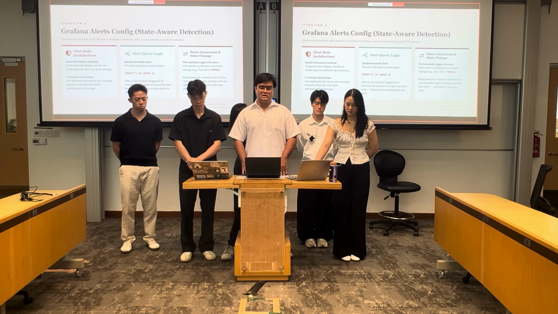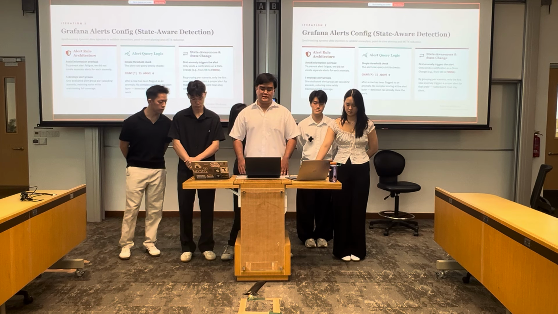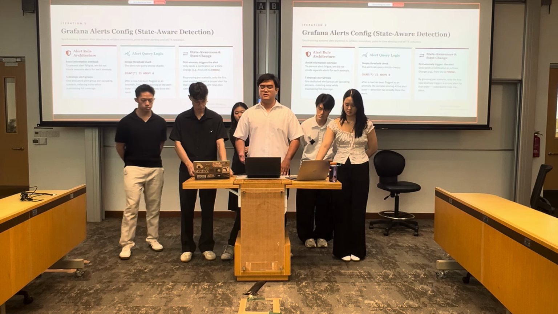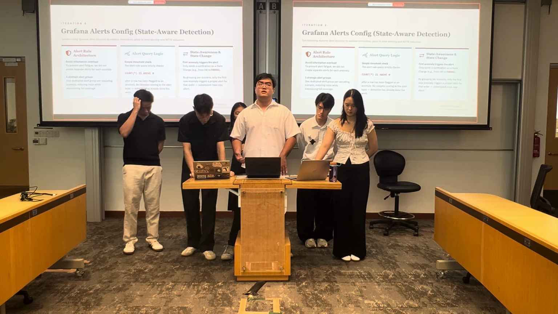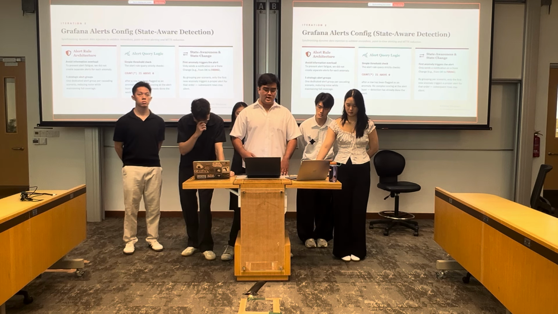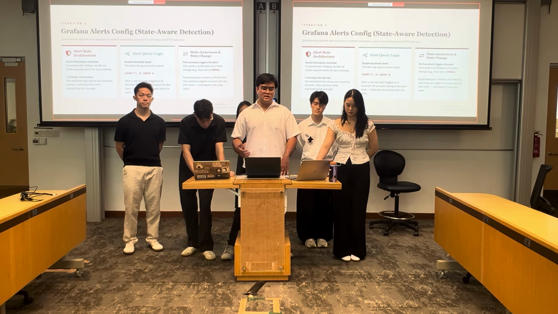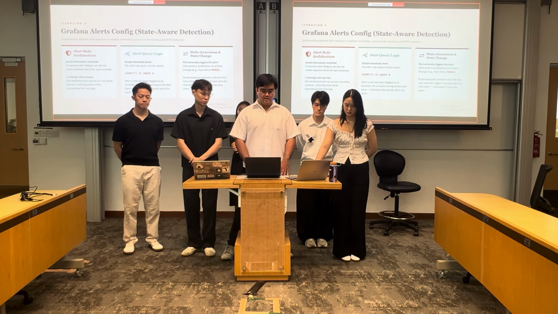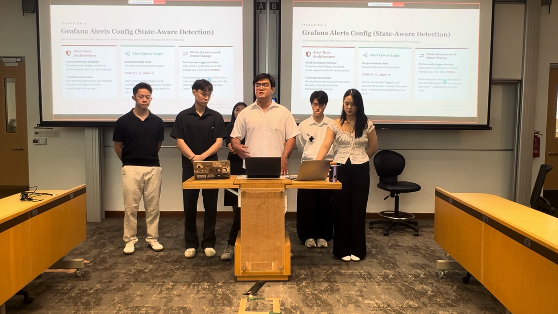So for Grafana alerts configuration, it uses a state-aware detection. For the alert rule architecture, in order to prevent information overload for each anomaly coming in, we group it into 5 strategic groups. 1 dedicated group per scenario and 1 additional group for unseen scenarios. So this reduces the noise while maintaining a full coverage for the anomaly detection.